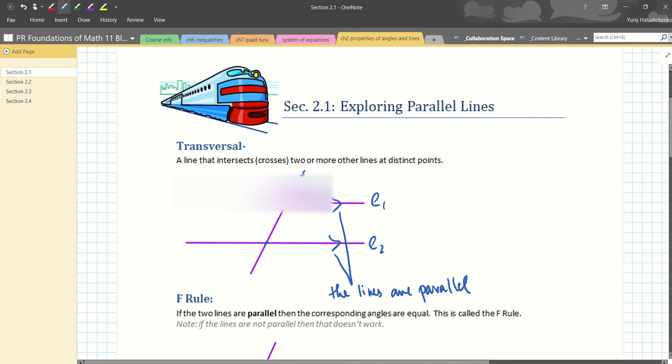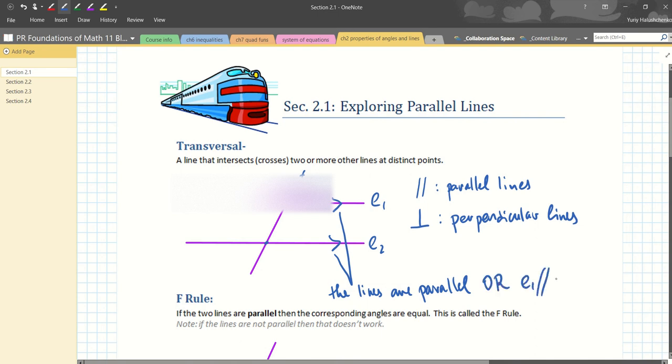Okay? Now there's a couple of symbols that we use for this instead of writing this stuff in words. If you have two lines like this, it means they're parallel. If you have an upside down T, this means that the lines are perpendicular. Perpendicular means 90 degrees. So for example, instead of writing the lines are parallel, we can just say L1 parallel to L2. That would be the same thing.